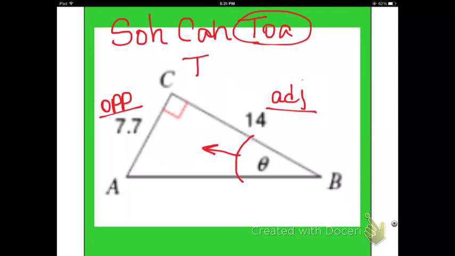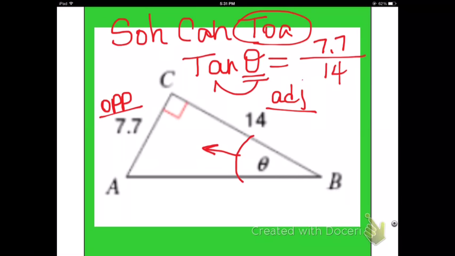So I'm going to write tangent theta, and I don't know the angle, so I'm going to use the theta symbol, equals opposite 7.7 over 14. In this case, again, since I'm solving for theta, I've got to undo the tangent function, which tells me to press the shift button, then the tangent button, 7.7 over 14. Be sure to close your parentheses. And that tells me theta is 28.8, which is going to round to 29 degrees.